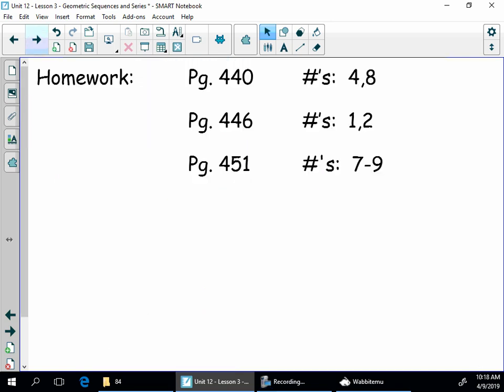Okay, that's geometric. If you need some practice on some things, look at those. If you haven't looked at arithmetic things, look at those. If you need me to do another video for tomorrow's lesson, I will do that also. But hopefully we'll be back to class tomorrow.